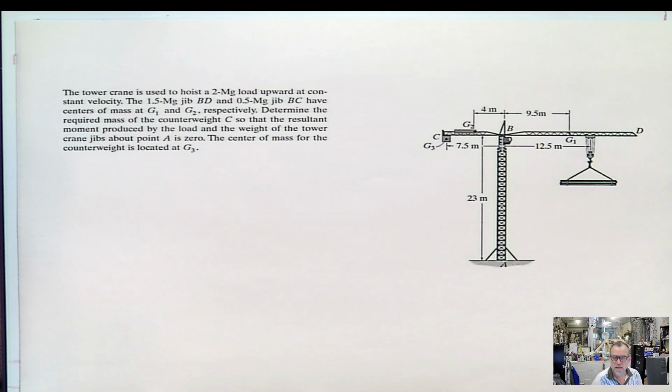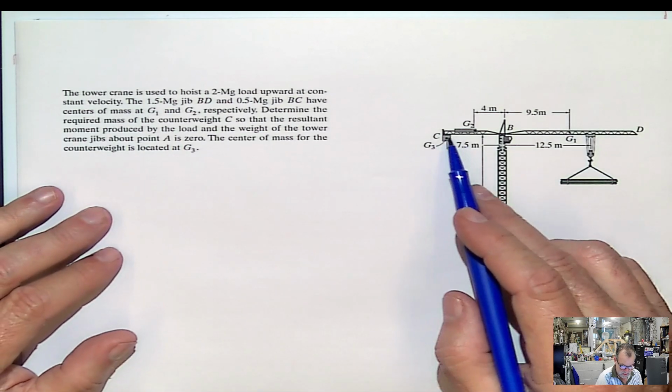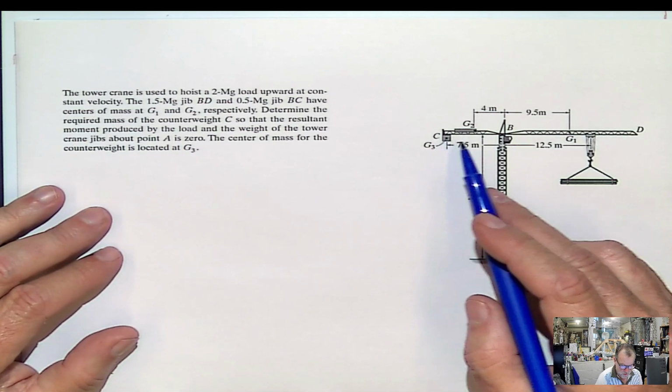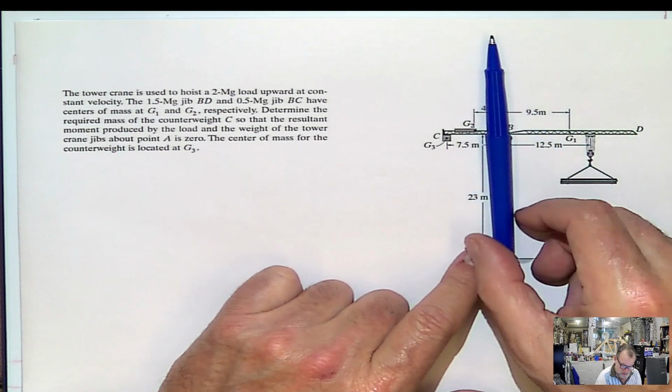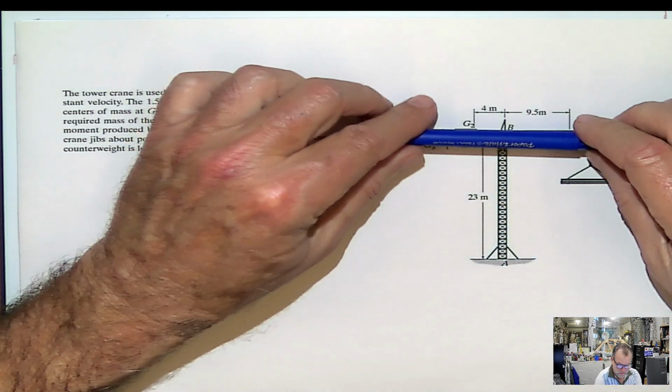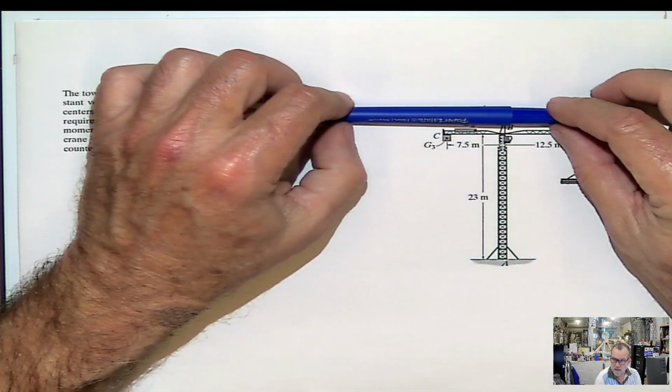You see, this looks exactly like the problem that we used before, but what the problem is asking is how much this counterweight has to be in order for the resultant moment at B to be zero. This is very important, you know. These cranes work basically on the principle of balancing the load.